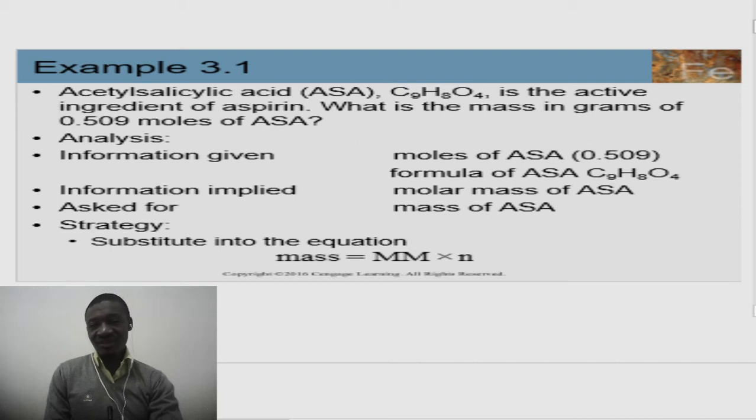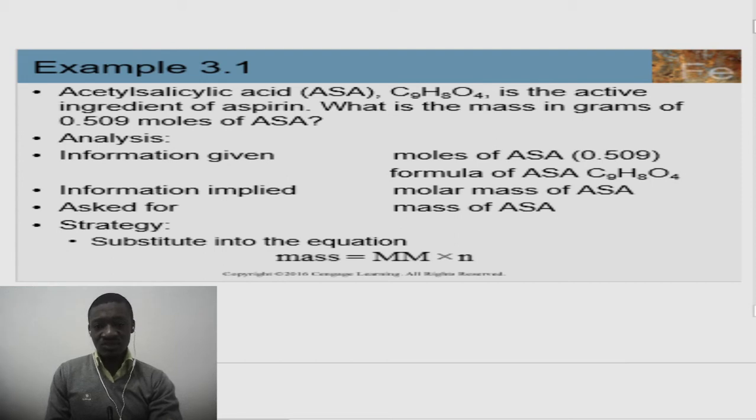I don't think I've taken anything as complicated as acetyl salicylic acid. In fact, it's a mouthful. They had to say it's ASA, and it's C9H8O4. So actually, this is the active ingredient in aspirin, Panadol, all those painkillers. It is the active ingredient in most of them.